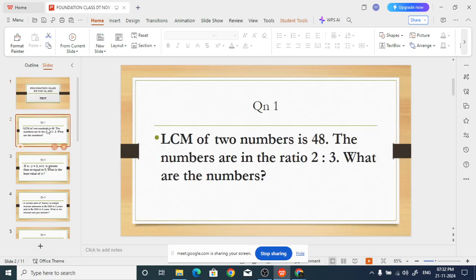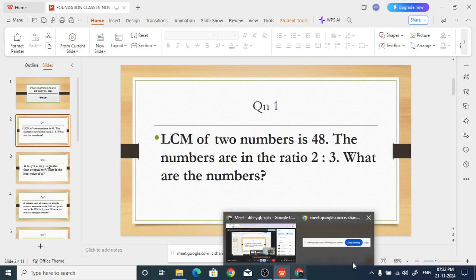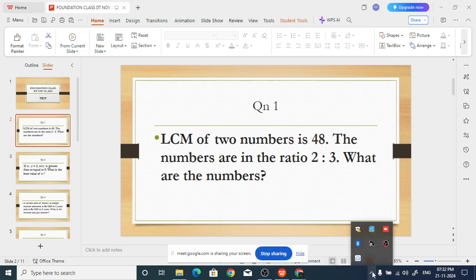Okay, question number one. I read the question once. You can read in your mind once or twice. LCM of two numbers is 48. The numbers are in the ratio 2:3. What are the numbers?